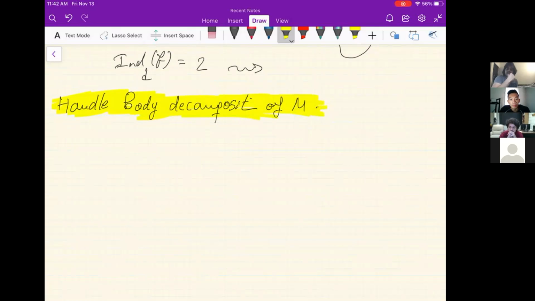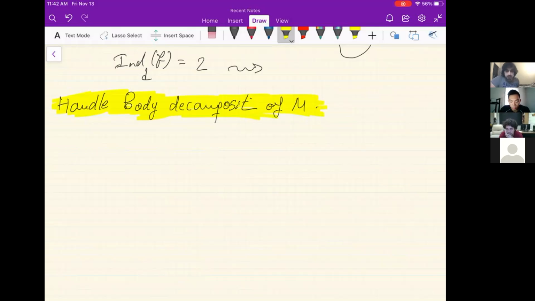Basically, if you have a manifold and you were able to find a Morse function that only has two critical points, then automatically you can say that this manifold is homeomorphic to a sphere. Yeah, okay, thanks.